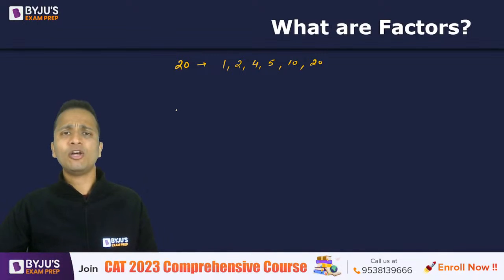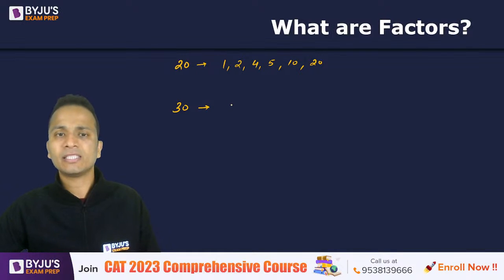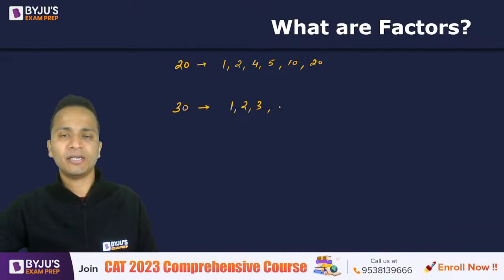Now, similarly, if I look at any other number, let's say 30, I want to write all the factors of 30. I can start from 1, then 2, 3. I'll write all the numbers that will completely divide 30.